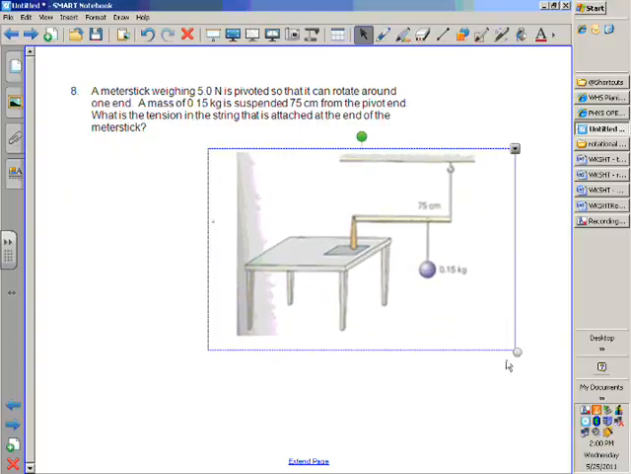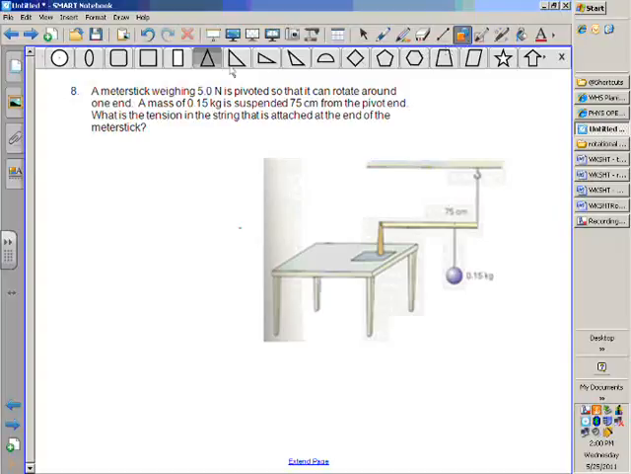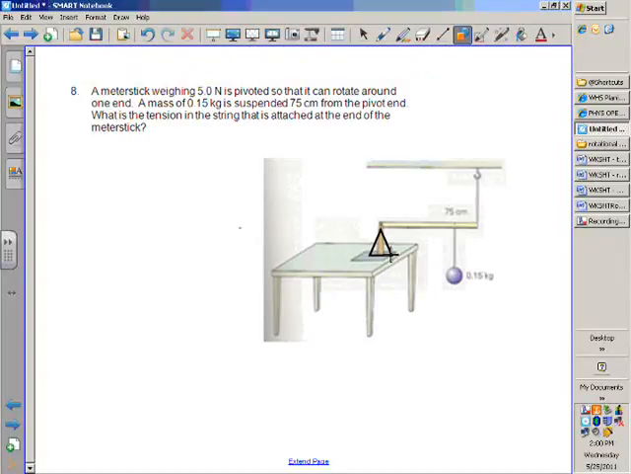Make this a little bigger. So it says, meter stick weighing 5 newtons is pivoted so that it can rotate around one end. So that means, just like in the previous problem now, our rotation point isn't the middle of the meter stick anymore, right? Now the rotation point is right there.